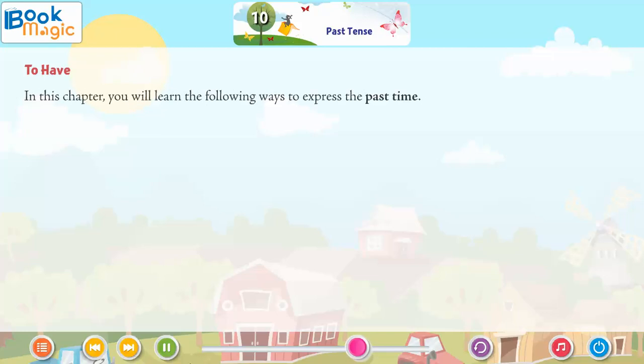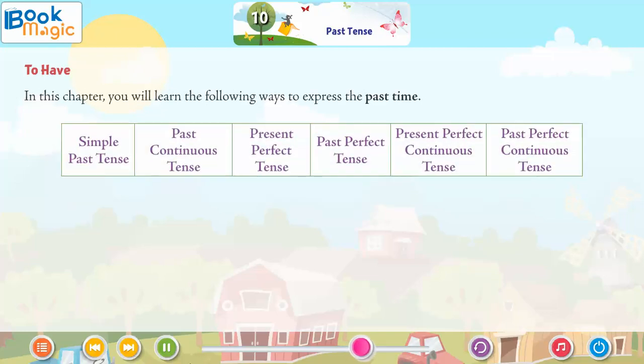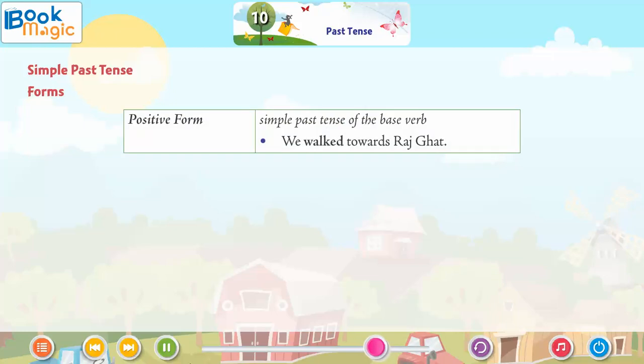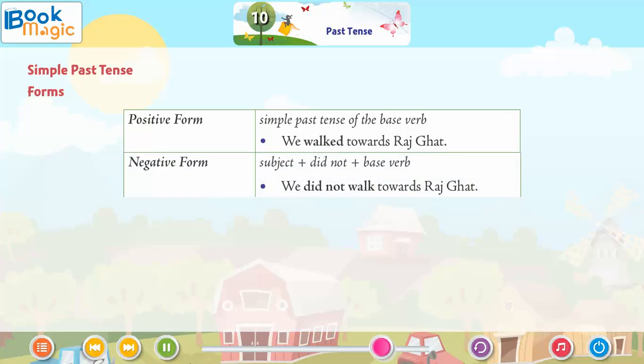In this chapter, you will learn the following ways to express the past time: simple past tense, past continuous tense, present perfect tense, past perfect tense, present perfect continuous tense, past perfect continuous tense. Simple past tense. Forms. Positive form. Simple past tense of the base verb. We walked towards Rajghat.